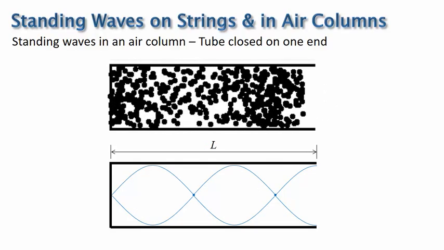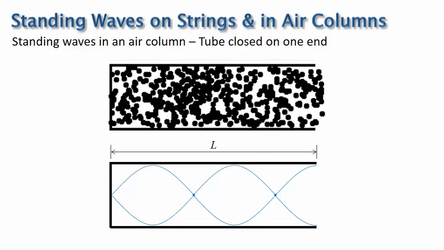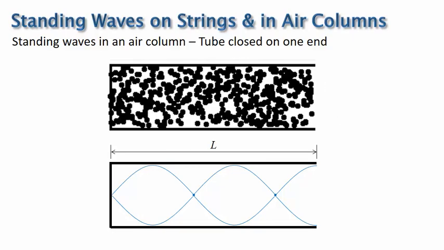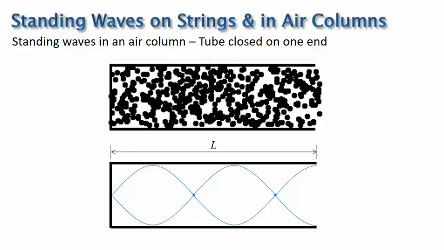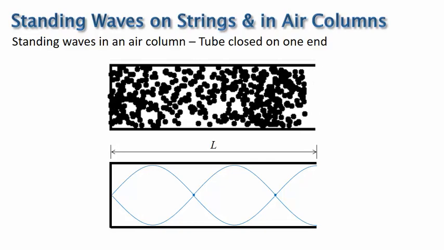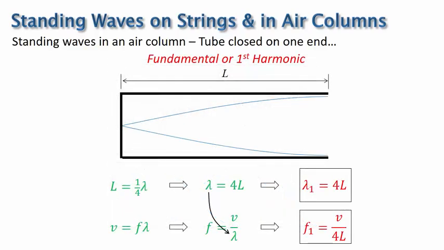Now let's derive the equations for the wavelength and the frequency of each standing wave. The procedure will be the same as before, but we'll wind up with a different pattern for the harmonics than we did with the other standing waves we analyzed. As usual, let's start with the fundamental or first harmonic. This time there is 1/4 of a wavelength in the length of the tube, so the fundamental wavelength is 4L, and the fundamental frequency comes out to be V over 4L.